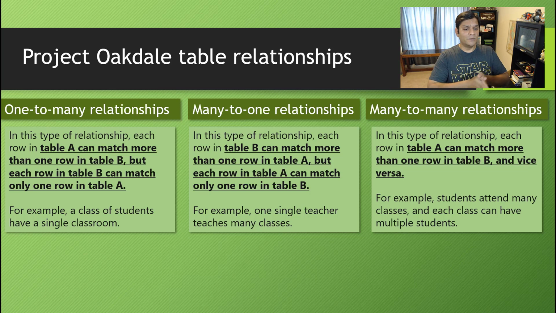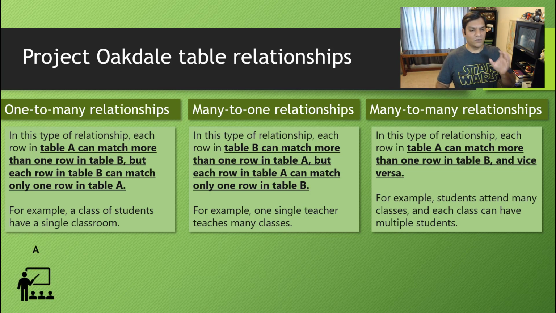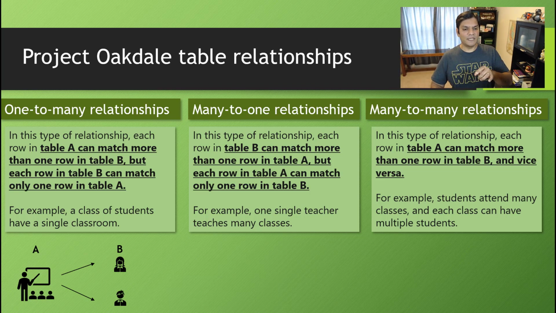So for the one-to-many relationship, the example is table A can match more than one row in table B. But here's the way I really like it. So there's a school teacher, and that school teacher is classified as that one person. And that one school teacher has many students. So that's the one-to-many relationship, which really helps understand that. Now, many-to-one is table B can match more than one row in table A. But each row in table A can match only one row in table B.